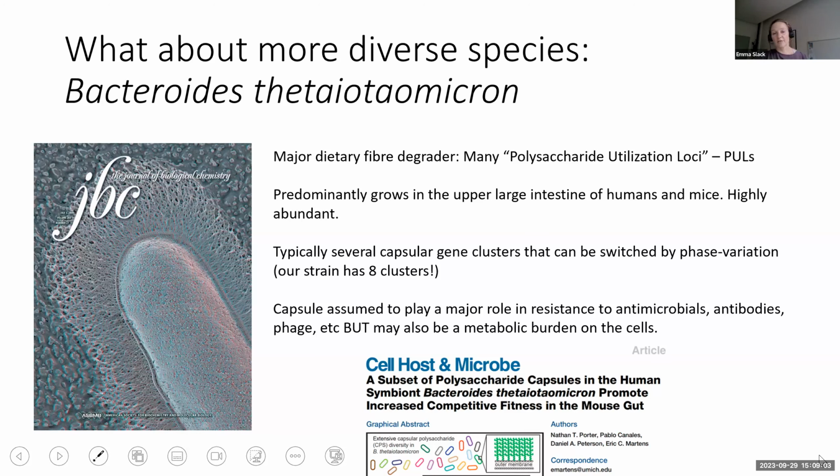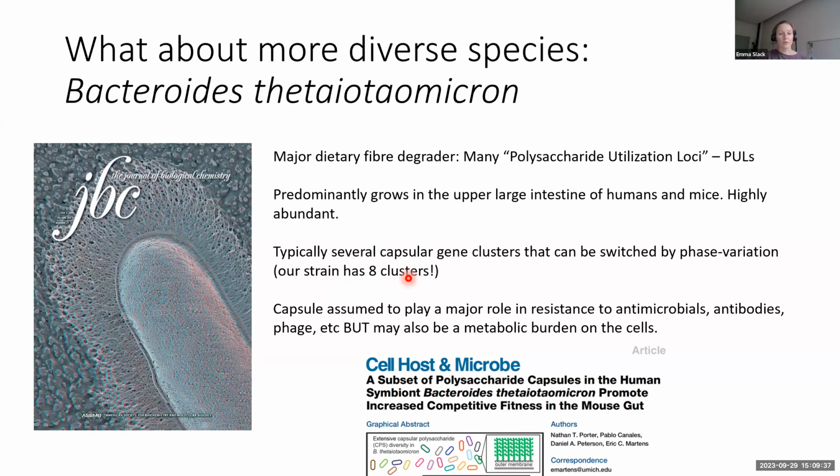It's one of the major dietary fiber digesters in the gut. It has many, many loci for polysaccharide utilization, so it can deal with all sorts of complex polysaccharide polymers. It predominantly grows in the upper large intestine of humans and mice. It's highly abundant in the microbiome. And interestingly, this bug produces several different capsular polysaccharides. So it actually has 8 gene clusters for producing these capsular polysaccharides. And the capsule is assumed to be very important for gut colonization of this organism.